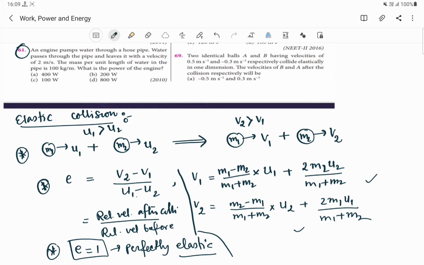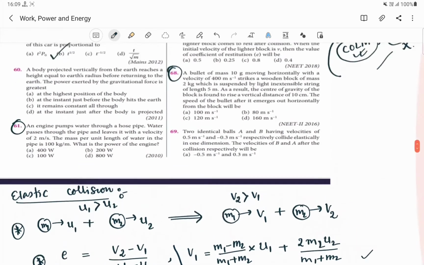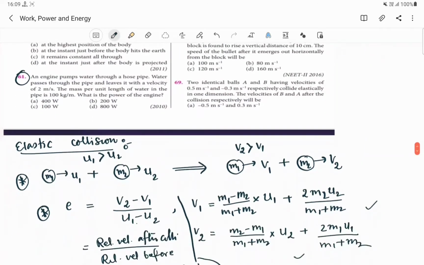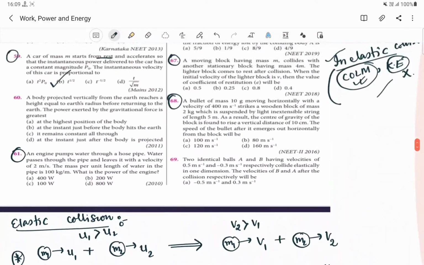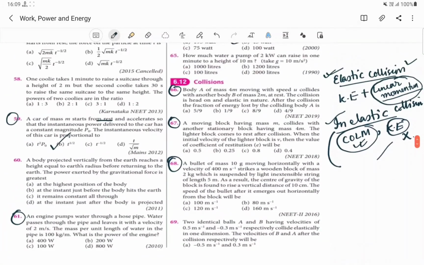Okay, that's your job. Now after knowing this formula, after keeping all this formula in our mind, let us start with our question number 66.